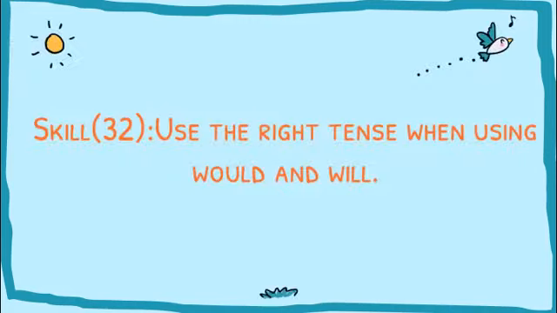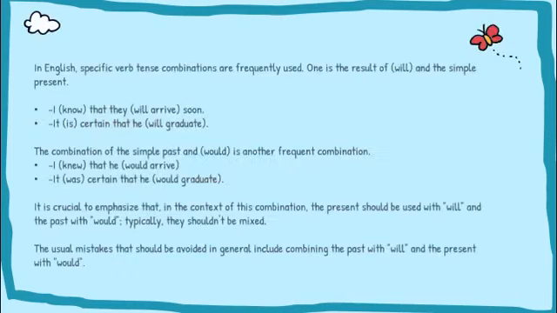Skill 32. Use the right tense when using would and will. Let's take a moment to read. You can pause the video or read along with my voice. The following sentences are using the words will and would, which are modal verbs, but we need to pay attention to them. Try to identify their usage in each sentence. In English, specific verb tense combinations are frequently used. One is the result of will and the simple present.